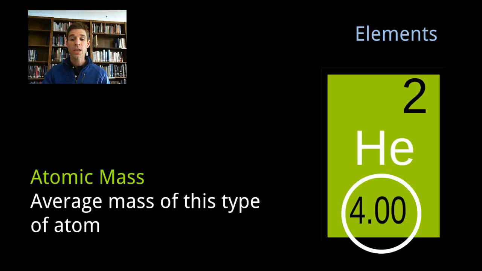And finally, the number at the bottom of the symbol is the atomic mass. And that's not too much of a concern for us because this is not chemistry class, but because this is our biochemistry unit, I do want you to know what that number actually means. And so that's the average mass of this type of atom.